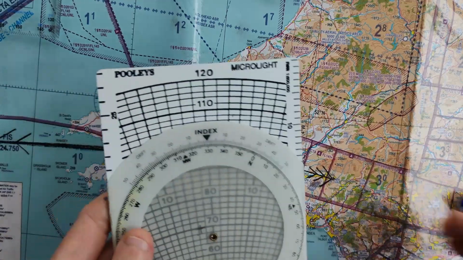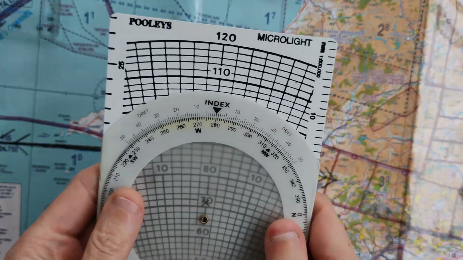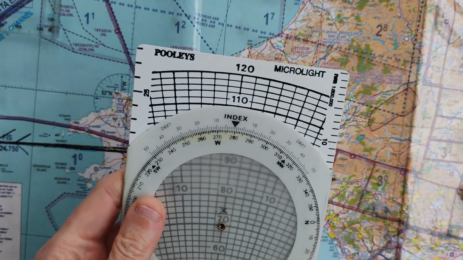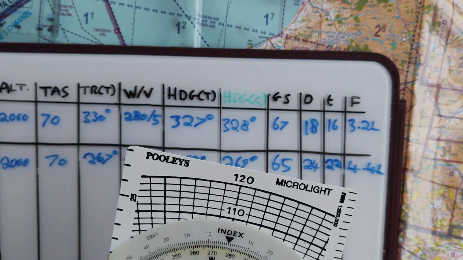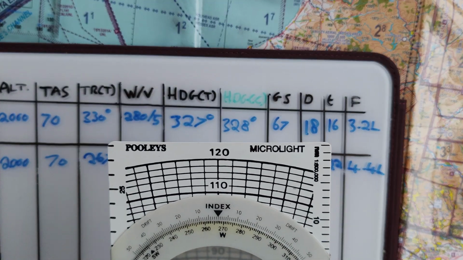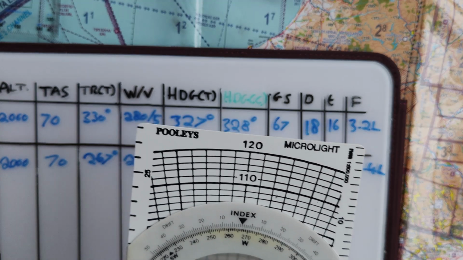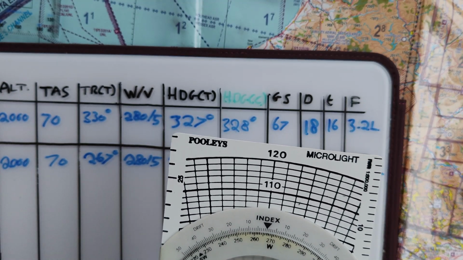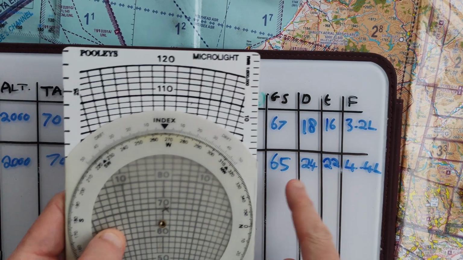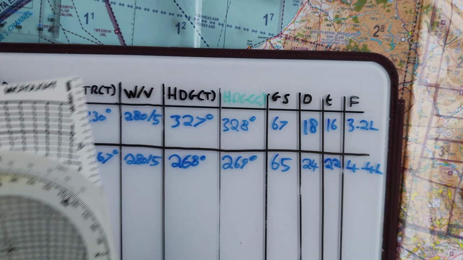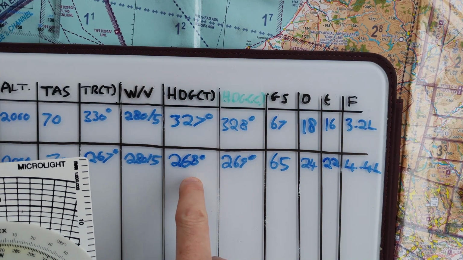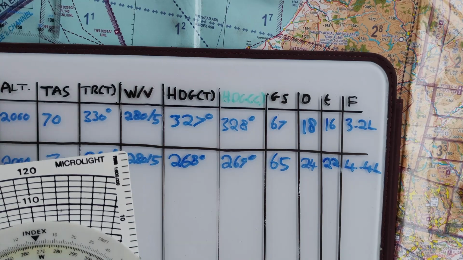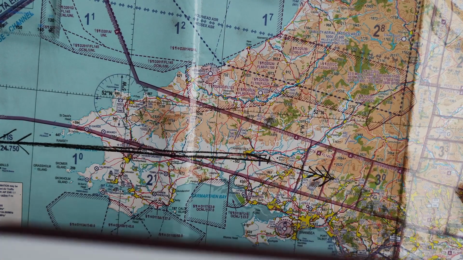So the wind again is from 280 degrees at 5 knots, and we are tracking 267 degrees at 70 knots. And we can see our ground speed has reduced to 65, and we can see our heading true is 268 degrees, 267 plus 1, 268 degrees. Then we can check, does it make sense?